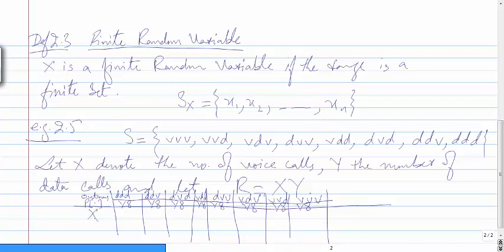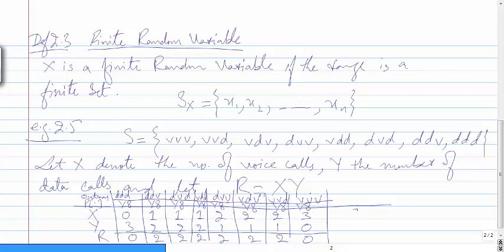Now let's look at X. X is the number of voice calls. So what is the number here? Voice calls: 0, 1, 1, 1, 2, 2, 2, and 3. So this is the outcome that we get here. Now what about Y? The number of data calls: 3, 2, 2, 2, 1, 1, 1, and 0. What about R? R is the multiplication of X and Y. In that case, this becomes 0, and then 2, 2, 2, 2, 2, 2, and 0.